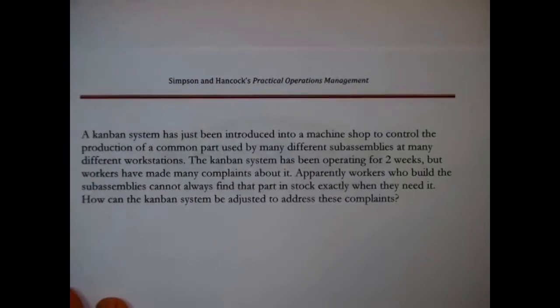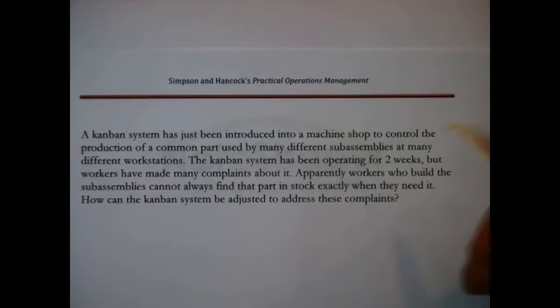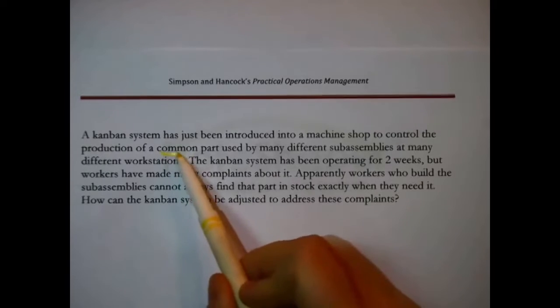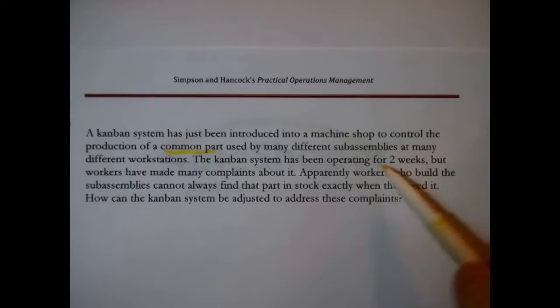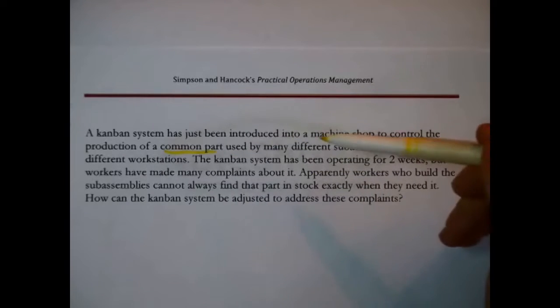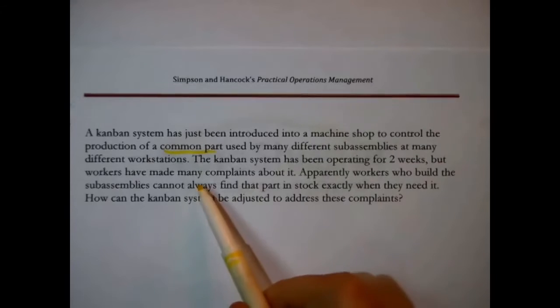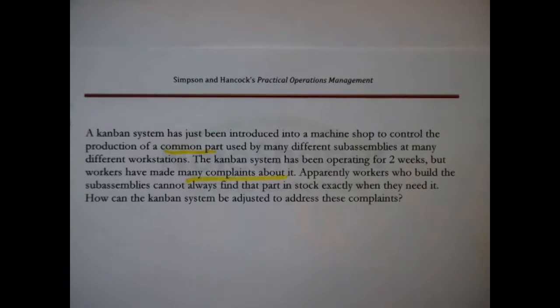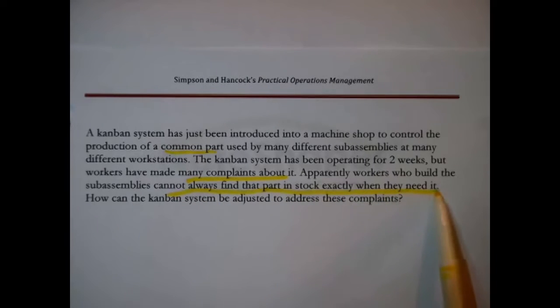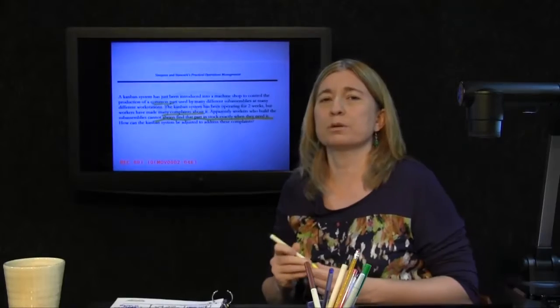Let's look. A Kanban system has just been introduced into a machine shop to control the production of a common part used by many different subassemblies at many different workstations. The Kanban system has been operating for 2 weeks, and workers have made many complaints about it. Apparently, workers who build the subassemblies cannot always find that particular part in stock when they need it. How can the Kanban system be adjusted to address these complaints?